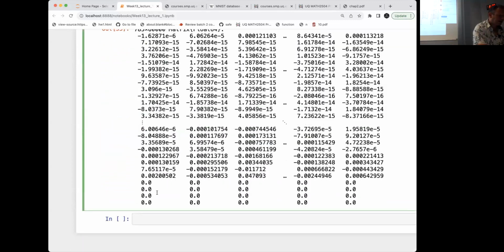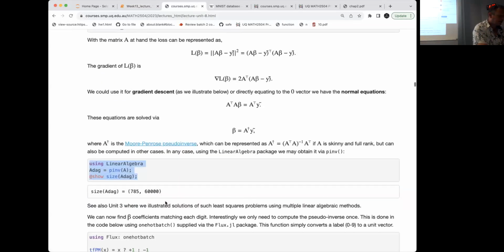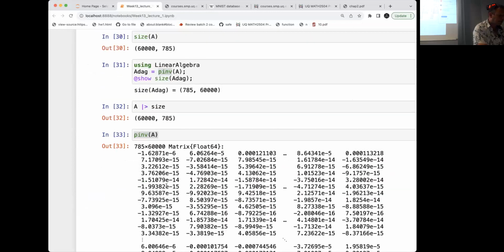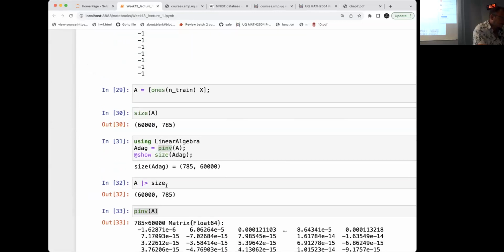What this matrix does is, if I then multiply it by the y, we'll see the y in a second. I guess I'm not doing it in one go, so let's do it manually. Let's do it ourselves here. So I'm going to get my y.